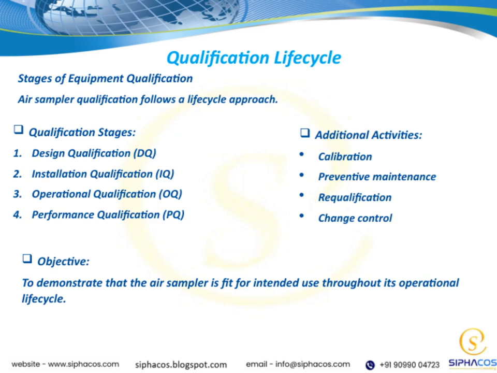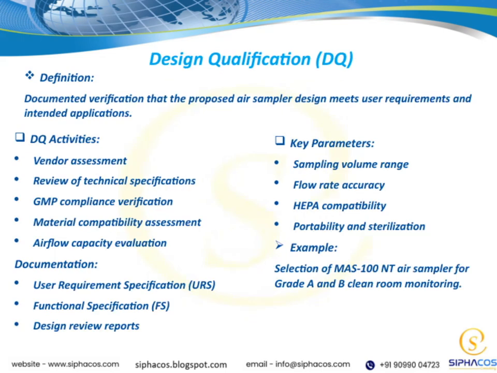By following these stages, we ensure continuous validation of the air sampler, maintaining compliance and confidence in its performance throughout its operational life. Now, let's take a closer look at the key parameters we need to consider when selecting an air sampler. First, the sampling volume range is crucial because it determines how much air we can analyze within a given time, impacting the accuracy and reliability of our results.